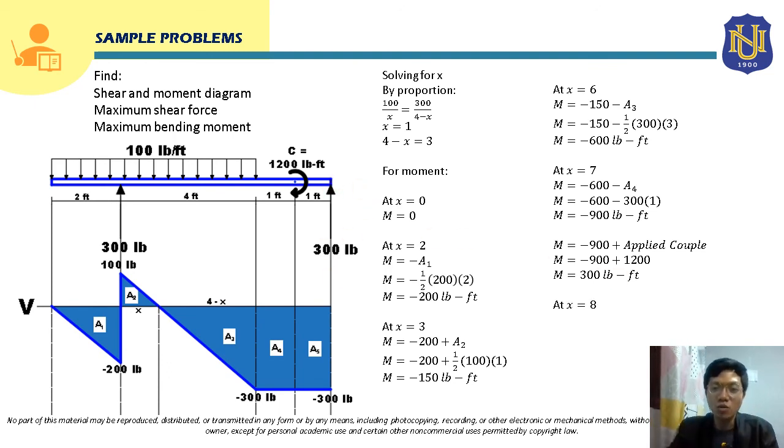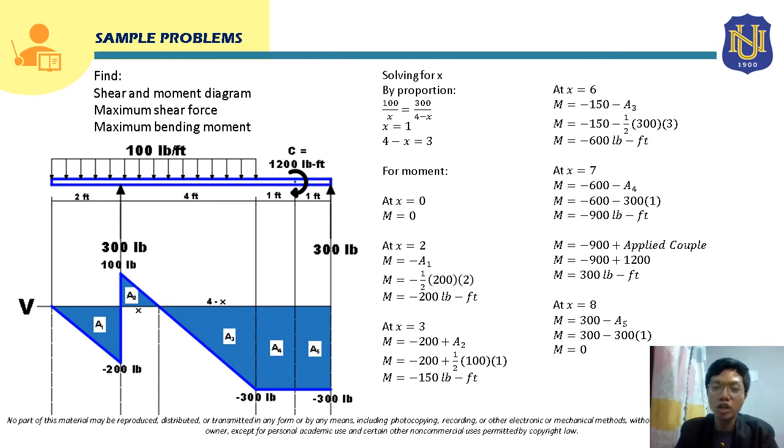Okay, so at x equal to 8, class, the moment will just be 300 minus area 5. This is our area 5. This is below the x-axis, so it will be negative here. So the area 5, class, is 300. The height is 300, and the base is 1. That's why it will become 300 minus 300 times 1. So the moment here, class, will just be 0. Obviously, it should really be 0, since at this point there's no applied couple and no reaction moment.